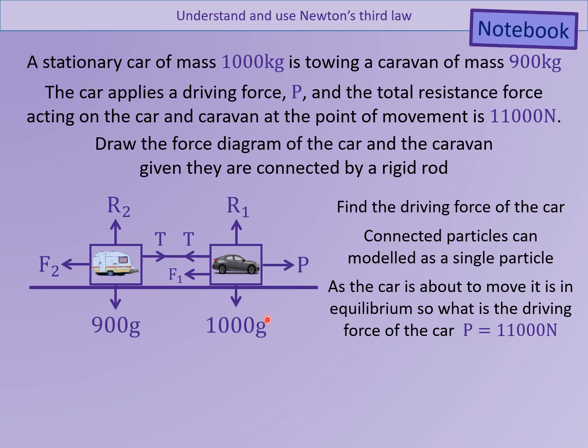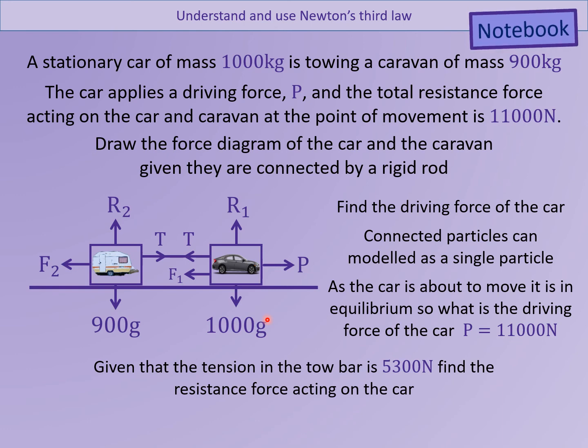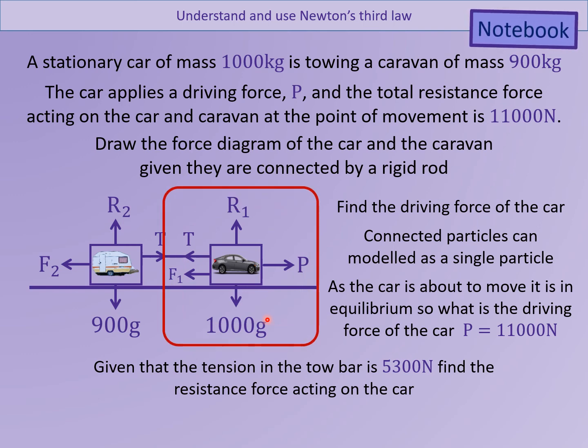We're now going to consider the system as two separate objects now that we've calculated P. We've also been told the tension in the tow bar. So we are told the tension is 5,300 newtons and we want to find the resistive force acting on the car. We only need to consider this part of the diagram now, as we are only concerned with the car. We can ignore the caravan for now. So the car has these 5 forces acting on it.